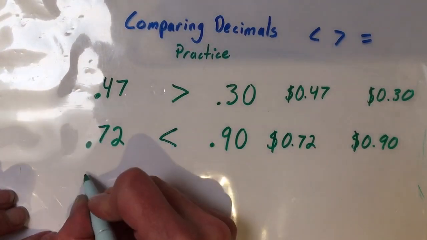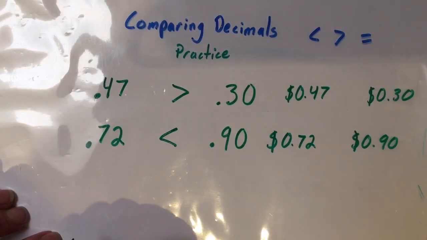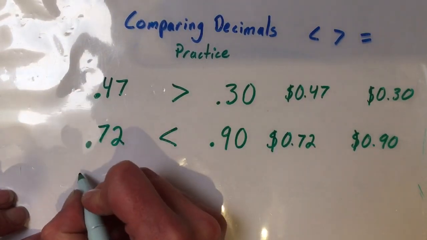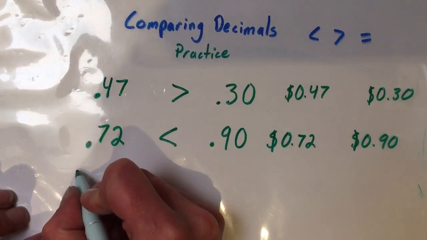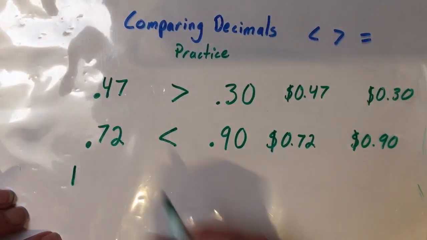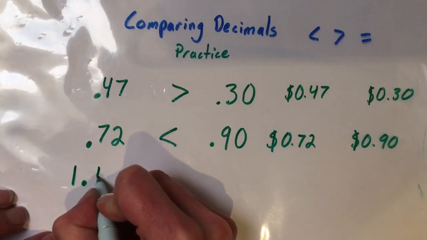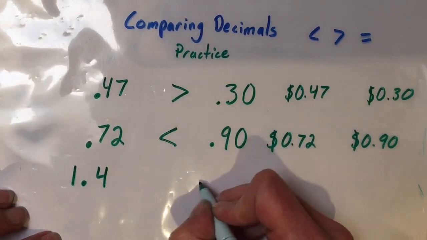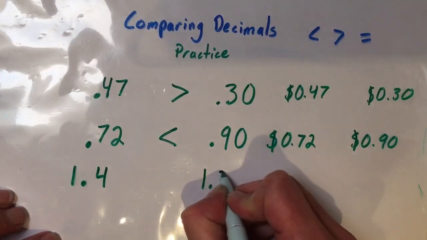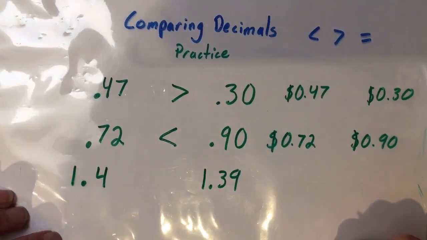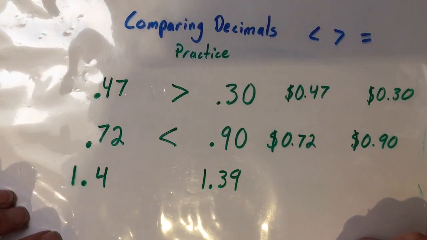All right, this time I am going to throw in a new type of problem. I'm going to add a whole number. I'm pretty sure you can still do this. It doesn't really change a lot. Here we have 1 and 4 tenths, or our other number is 1 and 39 hundredths. Which one is larger?